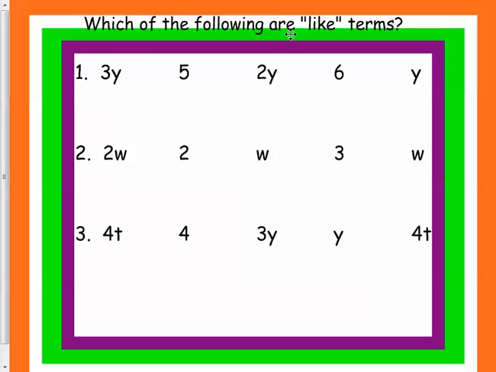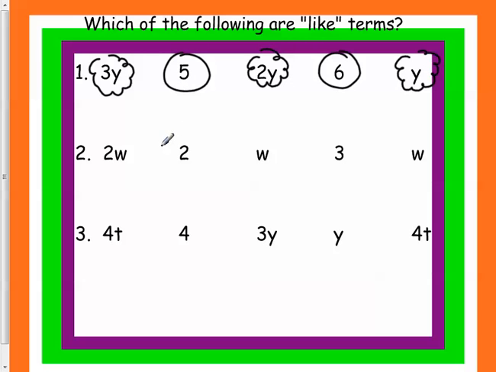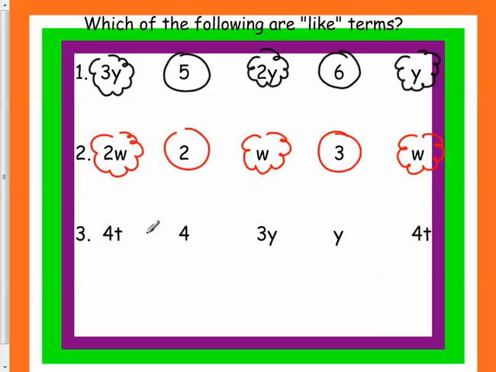Okay, so which of the following here are like terms? 3y, 2y, and the single letter y are like terms. 5 and 6 are also like terms. Even though they have no variable whatsoever, they're integers, meaning I could combine 5 plus 6. If we look at this next one, 2w, w, and another w are like terms, while 2 and 3 are like terms.